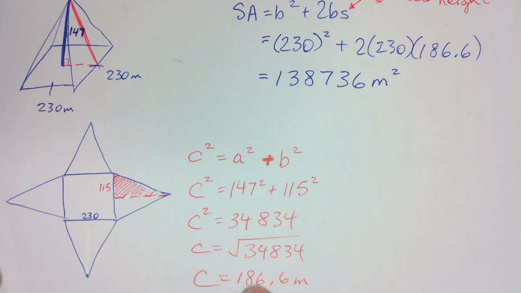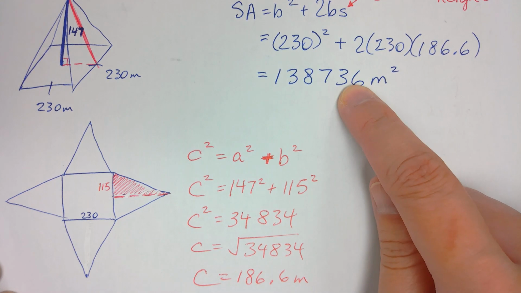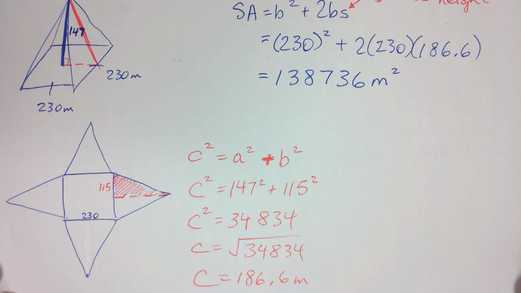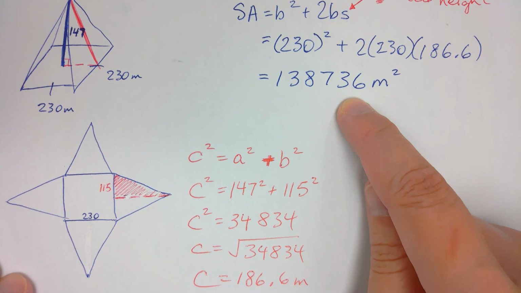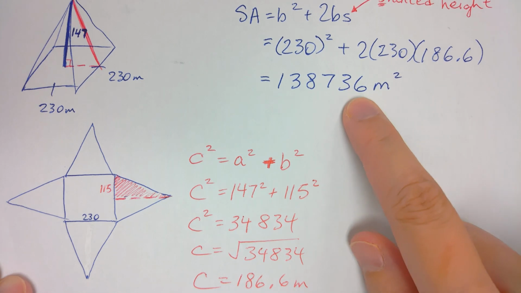If you rounded this to 187, you rounded too early, and you would have got a rounding error. Your answer would have been off by a bit. So make sure you don't round until your final answer. On the test tomorrow, I am going to say round to 1 decimal place throughout your calculation. So how many of you got 138-ish? All right, I thought you guys got this.